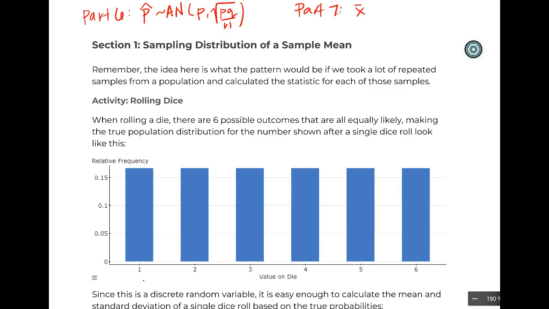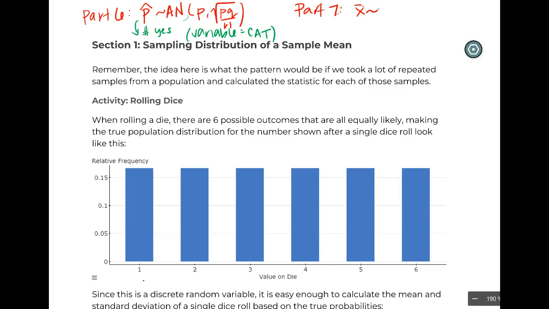And in part 7, we're going to be looking at a sample mean and what it's distributed with. Now, what I do want to point out is one of the big differences in telling part 6 and part 7 apart. When we're talking about a sample proportion, this was counting up the number of successes within a sample, so we were dealing with a categorical variable. Our underlying variable was categorical because we were looking at how many successes there were and the proportion of successes.